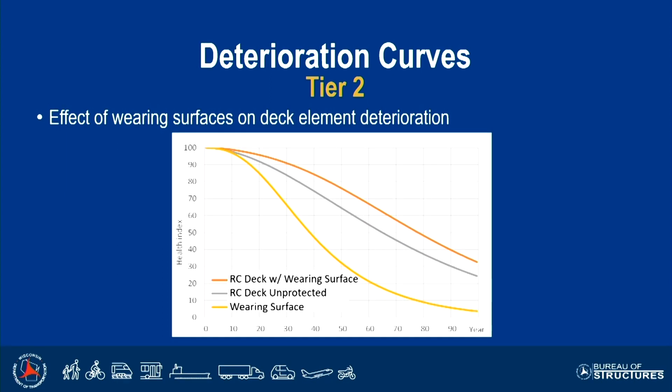First off, wearing surfaces. This is just a general, that yellow curve is just a general deterioration curve for all wearing surfaces. Not very helpful to us in Wisconsin, but might be for some others. But then it also shows the effect of a protected deck with a wearing surface versus an unprotected deck.